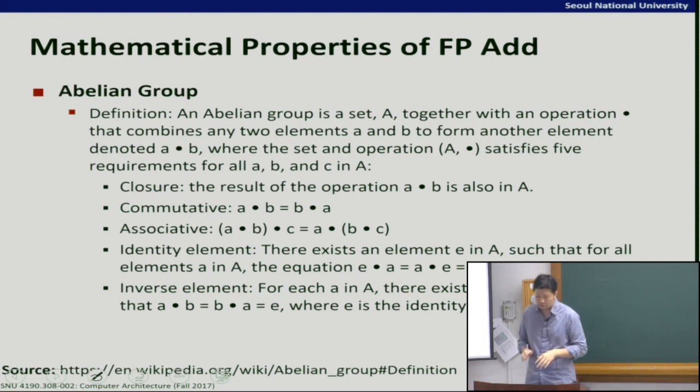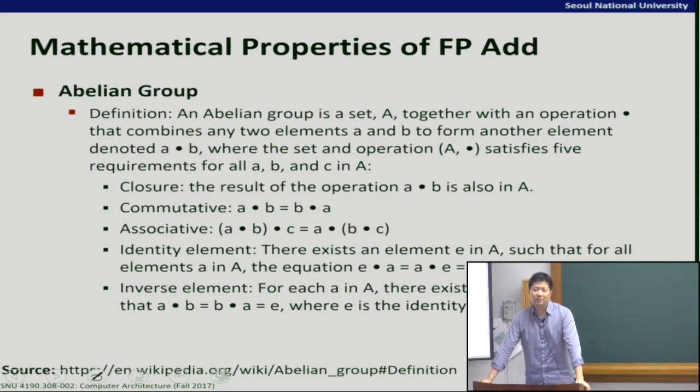So if you want to calculate, taking (A·B)·C is equal to A·(B·C). So the order of computation doesn't really matter in this case. That's the associativity. And the next is the existence of an identity element.